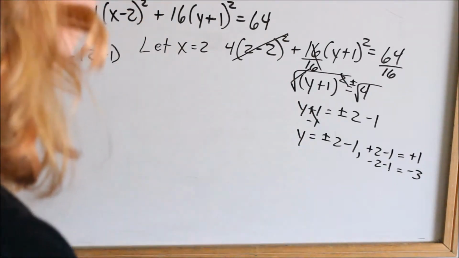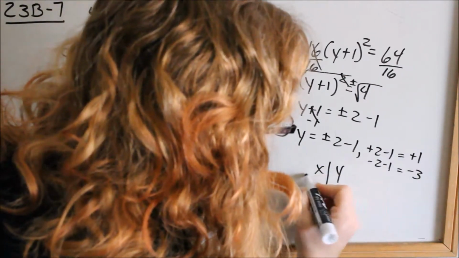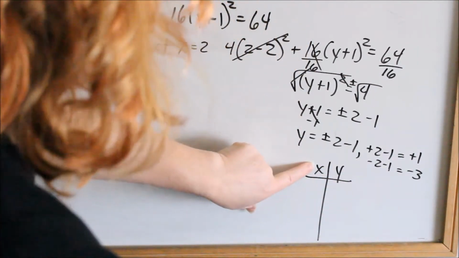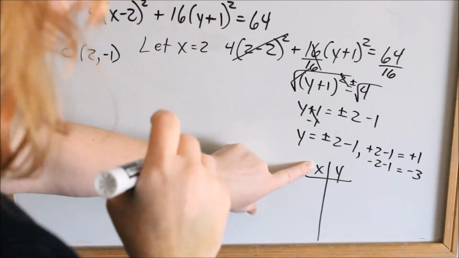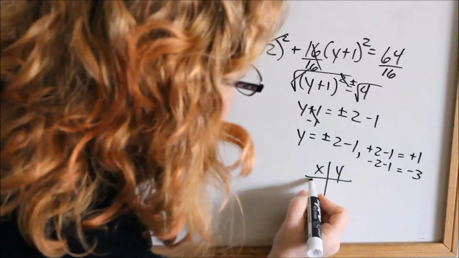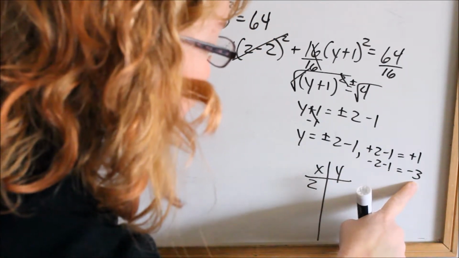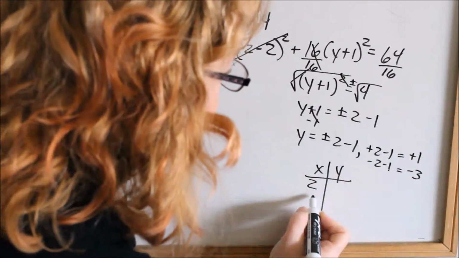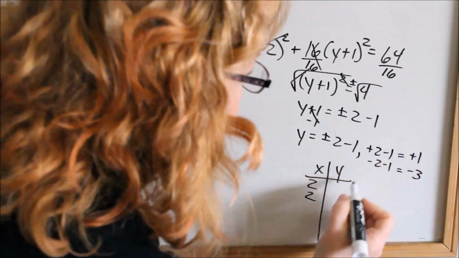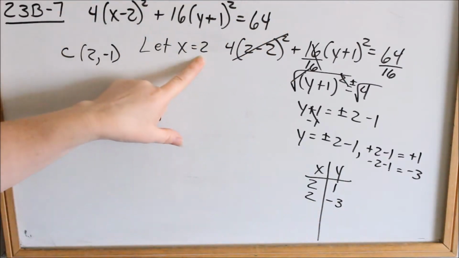So we can make ourselves a little chart. So we said, what was x going to equal? You have to keep up with your notes. We said, let's let x equal 2. So when x was 2, we came up with two y values, and you should, because you're going to come up with 4 points. So when x equals 2, one of my y values was a positive 1, and one of my y values was a negative 3.